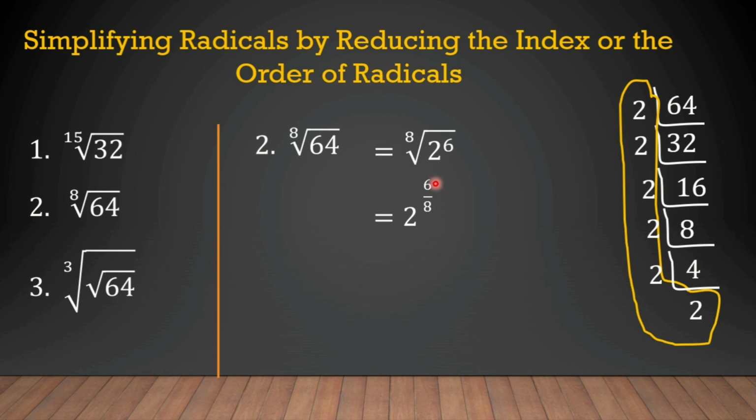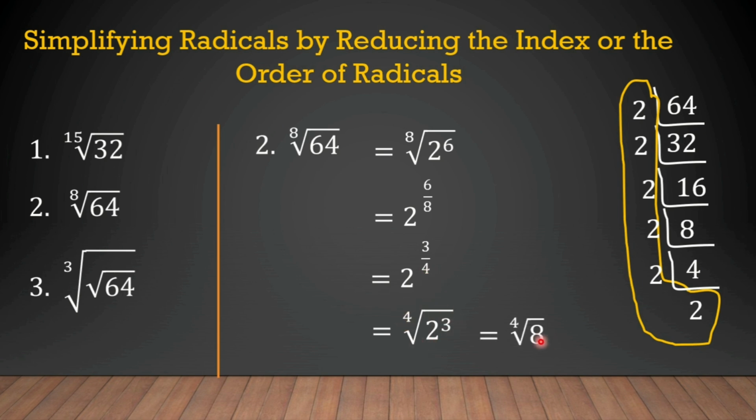Then, we put this exponent in lowest term. So, since 6 and 8 are divisible by 2, we just divide by 2. So, we have 2 raised to 3 over 4. Since the exponent is in lowest term, we rewrite it into radical form. So, 2, the base, is the radicand. The numerator is the exponent. Then the 4 is the index.